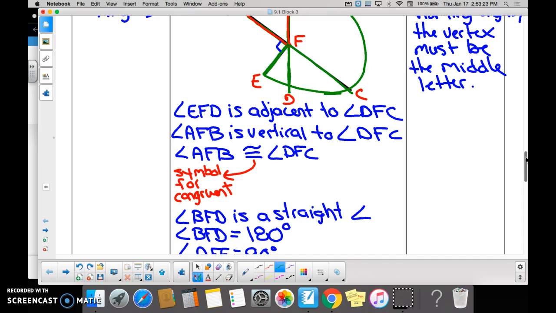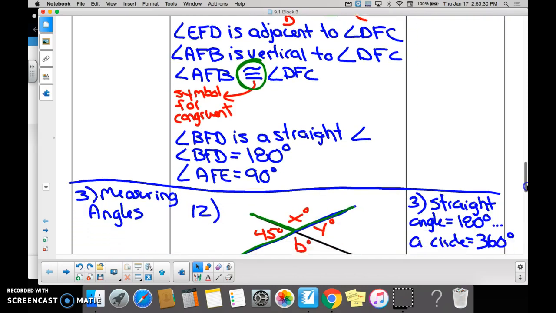What does this symbol mean? Congruent. What's congruent mean? Equal. This is where it gets fun.